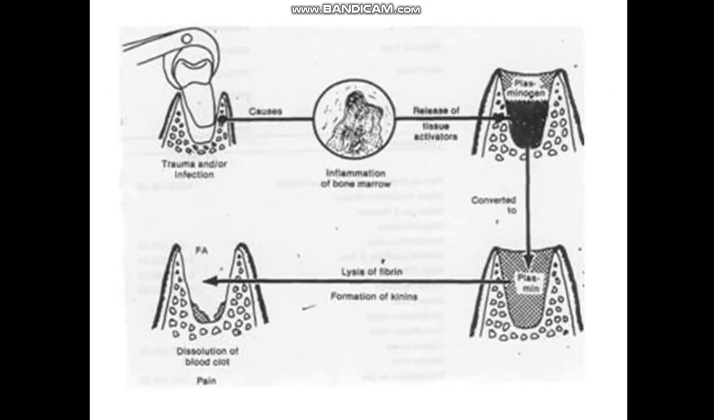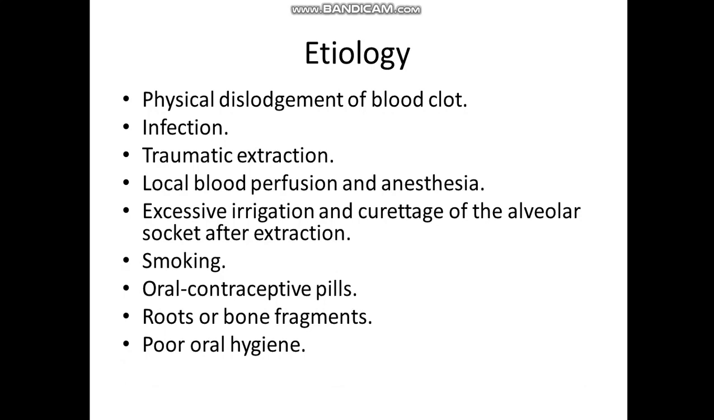The pathogenesis: if we use excessive force or traumatic extraction, this will lead to release of tissue activators, which are found within the alveolar bone. The tissue activators convert the plasminogen within the blood to plasmin, and the plasmin lyses the fibrin threads of the blood clot and leads to partial or complete loss of the blood clot, leading to the establishment of dry socket.